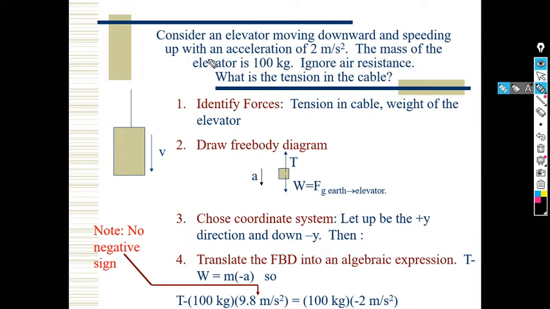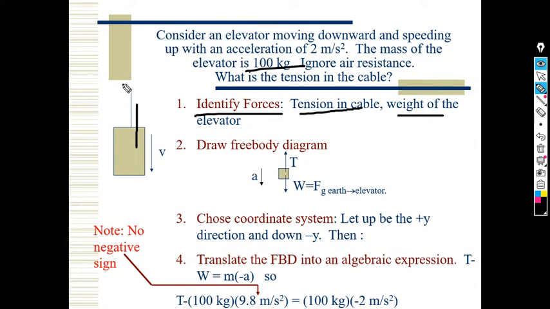For this, consider an elevator moving downwards and speeding up with an acceleration of 2 meters per second squared. Here the elevator is shown. The mass of the elevator is 100 kg. Now, what should be the tension in that cable? First, we have to identify the forces acting on that elevator. That is due to tension in the cable and the weight of the elevator.